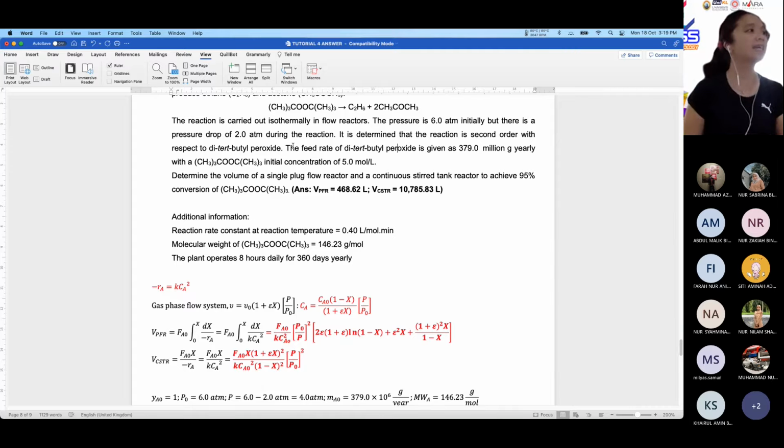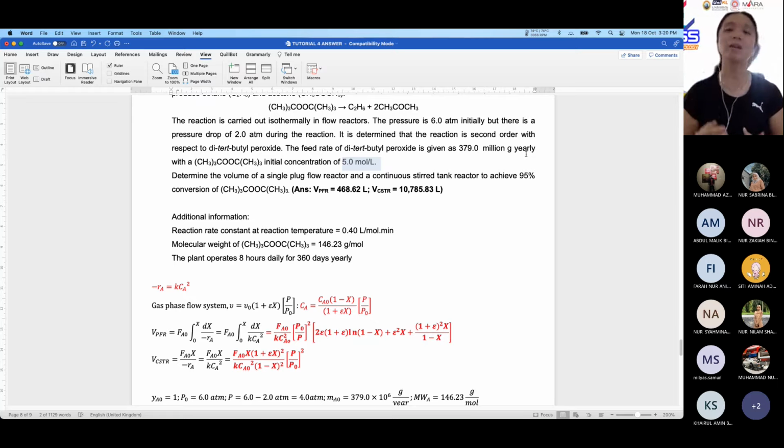Okay. And then dia kata CA naught, initial concentration 5 mole per liter. So dia beri kita feed rate ni, kalau kamu confused, gram ni mass, year ni time. So mass per time actually adalah mass flow rate. Actually anything per time akan jadi rate. So bila dia adalah mass, gram tu mass, mass per time dia jadi mass flow rate. Okay, so memang diberi kita mass flow rate.